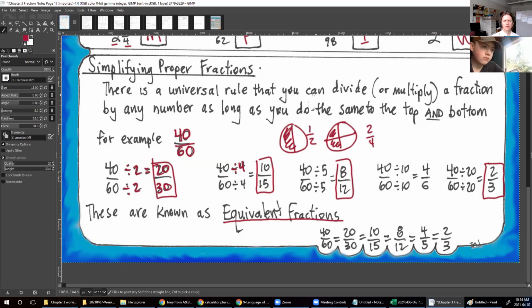So again, the big rule is if you're going to divide the top, you have to divide the bottom by the same number. And we're going to practice this here in the next page.